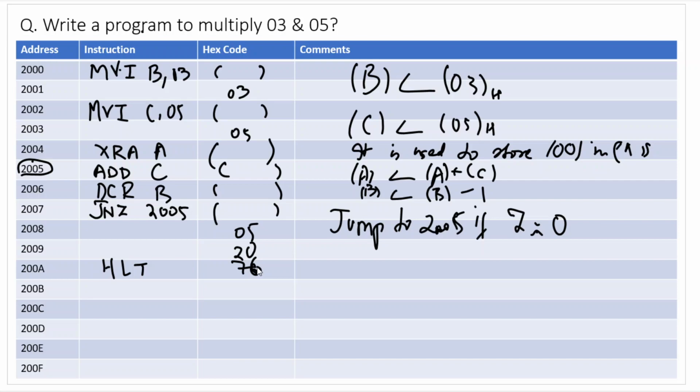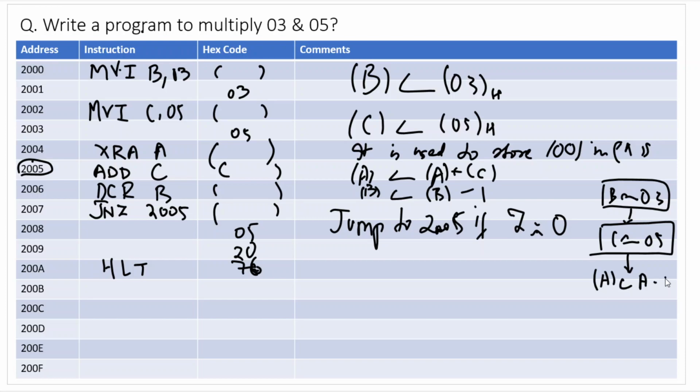You stored 03 in B. You stored then 05 in C. Then we subtracted the contents of the accumulator from the accumulator. So you can actually draw the flow chart also. Let me draw this properly.